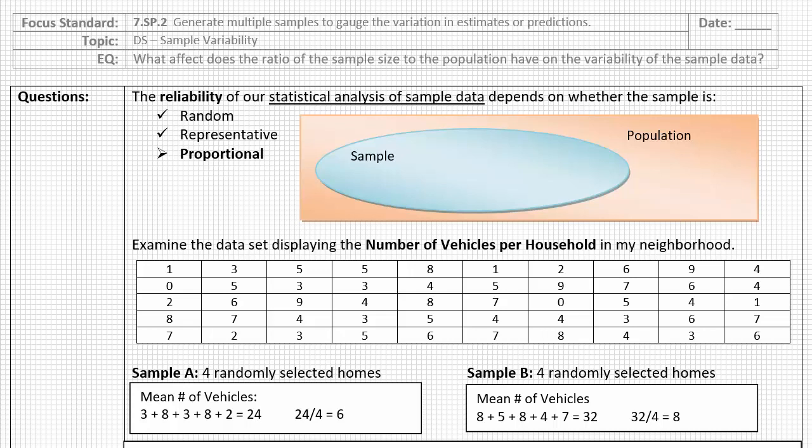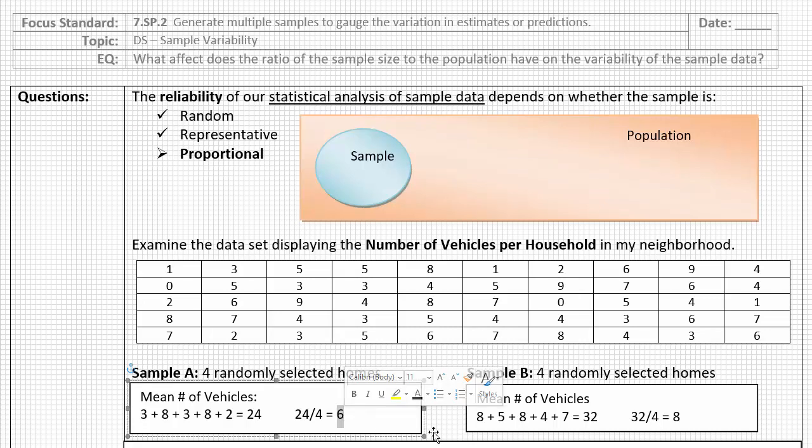So right away, what do you notice about the statistical analysis so far? Well, a couple things come to mind. I did 4 randomly selected homes, so if we're using this circle here, I actually have a really small proportion. My sample is only 4 homes out of 50. So that's one thing I'm noticing. And look at the mean numbers. My first mean was 6, and the mean of my second sample of 4 randomly selected homes was 8.